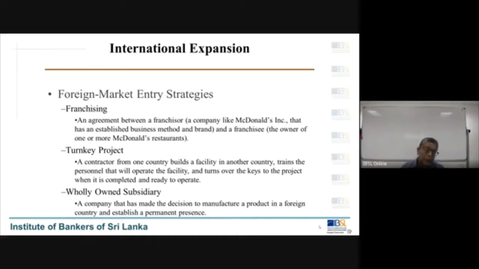Another method, if you want to enter into a foreign country, we call a wholly owned subsidiary. The wholly owned subsidiary means basically they establish a subsidiary in that particular country. Like in Sri Lanka, Nestle. Nestle is an international brand, and Unilever, all are international brands. But how they do business in those countries, they establish their own organization, own factory or own company. That is what you call a subsidiary.